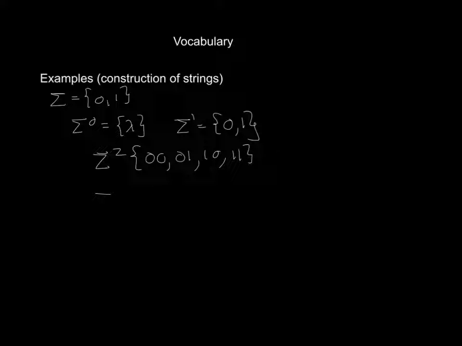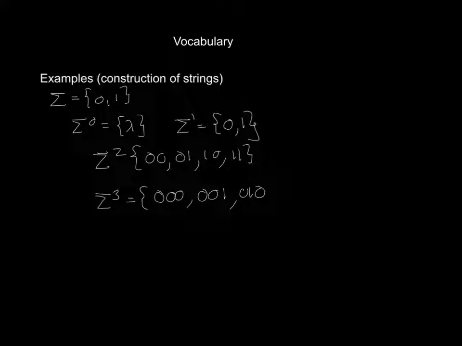We can continue with sigma 3: our first element from sigma, our second element from sigma 2. So we're going to combine the 0 with the 00, the 01, the 10, and then the 11. So again, combining the 0 with the 00, combining the 0 with the 01, combining the 0 with the 10, and then last the 0 with the 11.